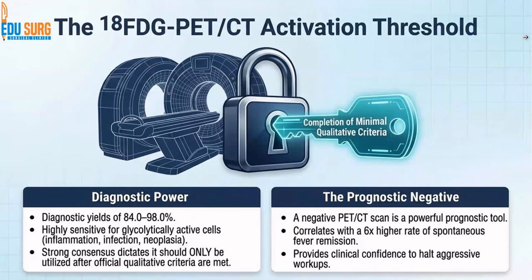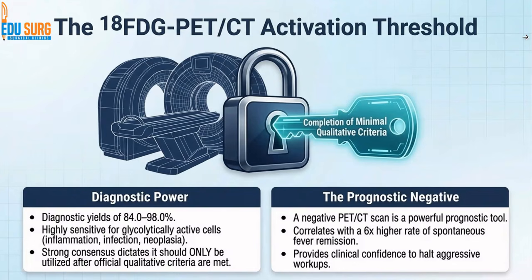Now we know that nowadays FDG PET CT is also routinely used. Again, a test with a high negative predictive value is FDG PET. Diagnostic yields range between 85 to 98%, and it is highly sensitive for glycolytically active cells, which are seen in inflammation, infection as well as neoplasia.